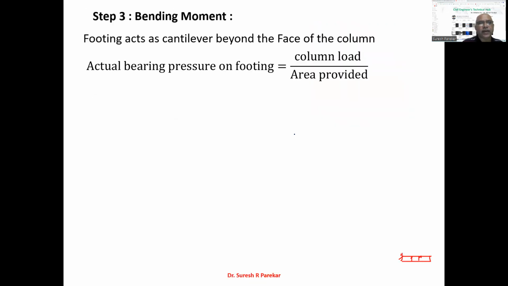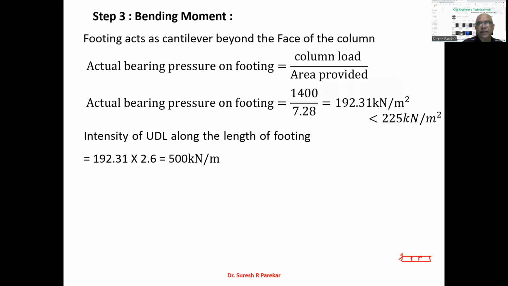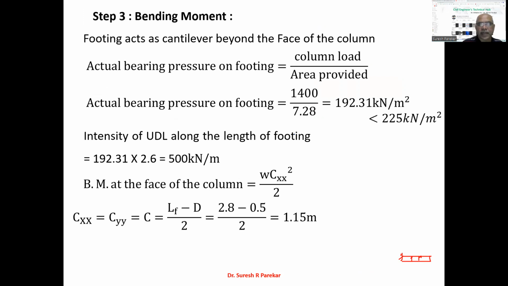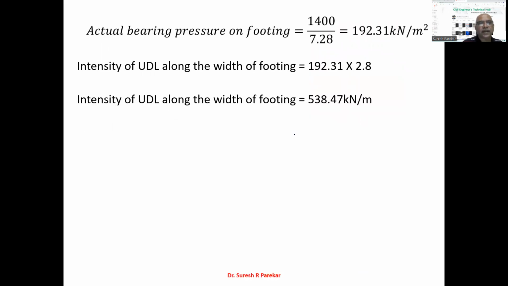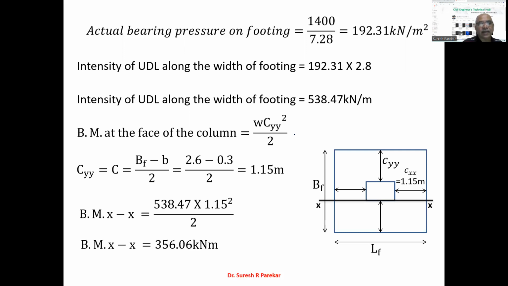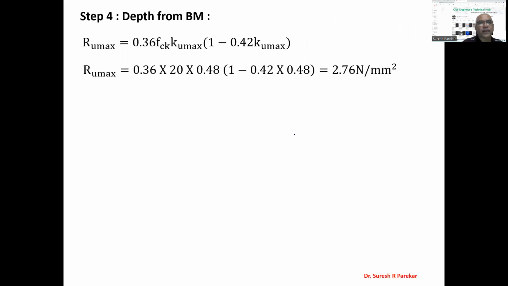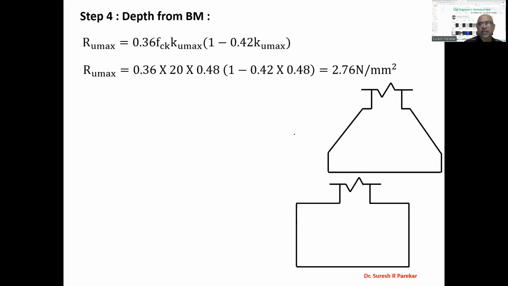Then the bending moment we have the same. We have to find the actual bearing pressure less than the ultimate bearing pressure. We have bending moment along the x-axis, and bending moment along the y-axis. And then we are going to find out the depth from bending moment. Here also we have the same step, no change in this step. Now you can see we are going to change this sloped footing to a pad footing, so we have the depth the same throughout.